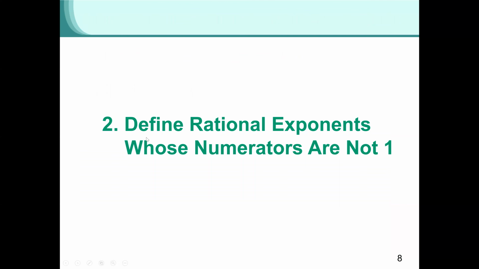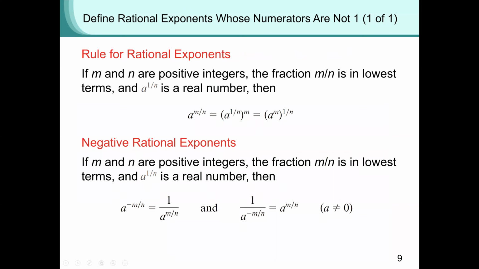So let's move to the second objective. Here we should define a rational exponent whose numerator is not 1. Now, if the numerator is not equal to 1, it's very simple. We just cancel the value. So here we can see a to the power m over n is the same as writing a to the 1 over n, then m will come out. Or we can put m down, then 1 over n. It depends. We know m over n is the same as m times 1 over n. Or we can say it is 1 over n times m, which is the same.